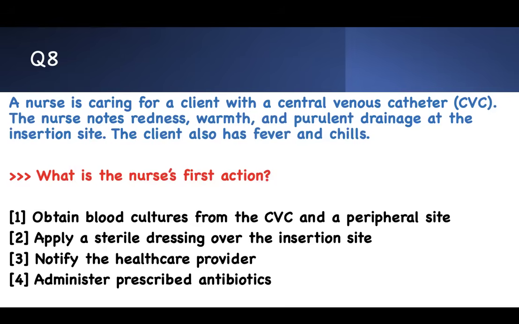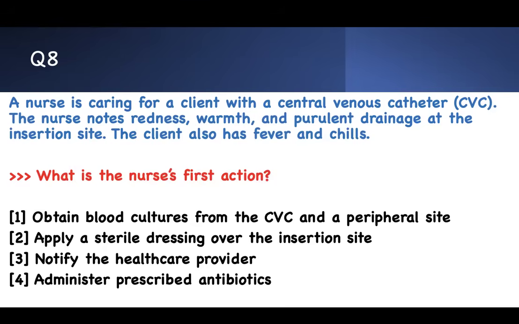Content-based strategy, right? Prioritization 101. Infection, I have to be sharp. What does that mean? If I have infection, this is a bad problem. Central venous infection, bacteremia. Do I obtain culture? And then do I give them antibiotic or let the doctor know, apply sterile dressing? Sterile dressing is not going to change infection in the blood. Administer prescribed antibiotic. I have to get a culture first before I can give you antibiotic.